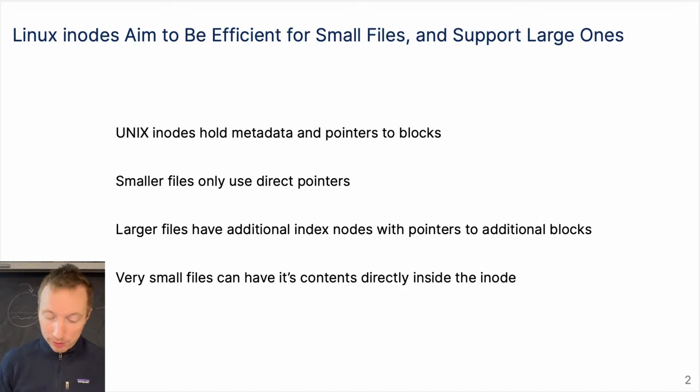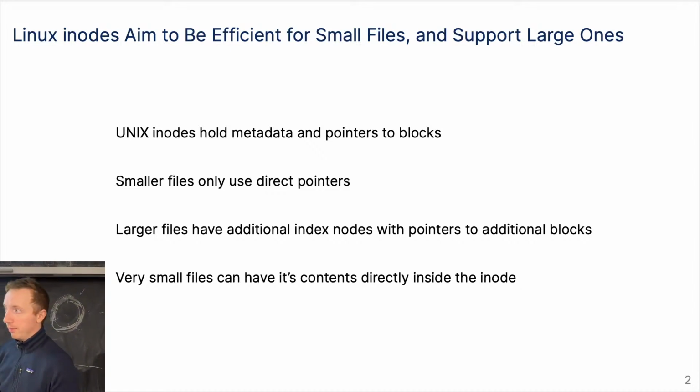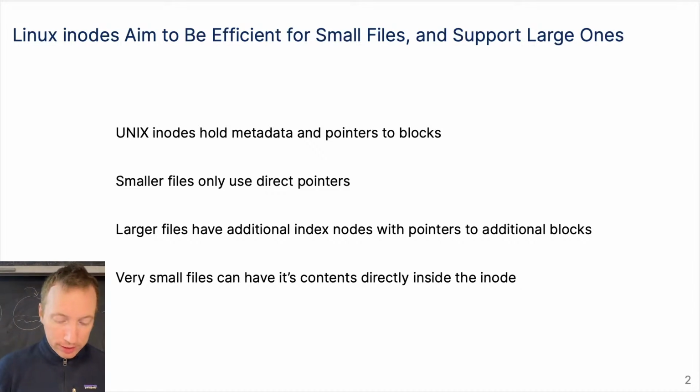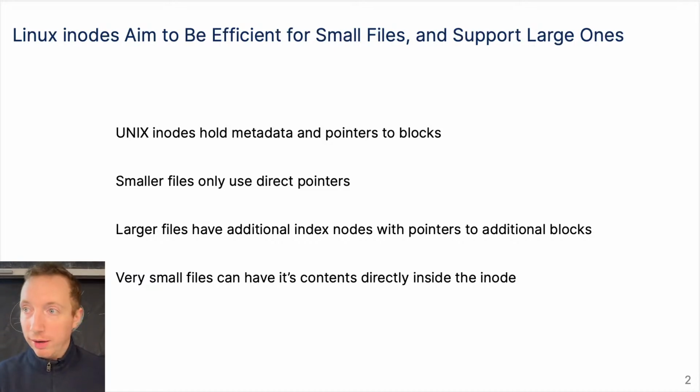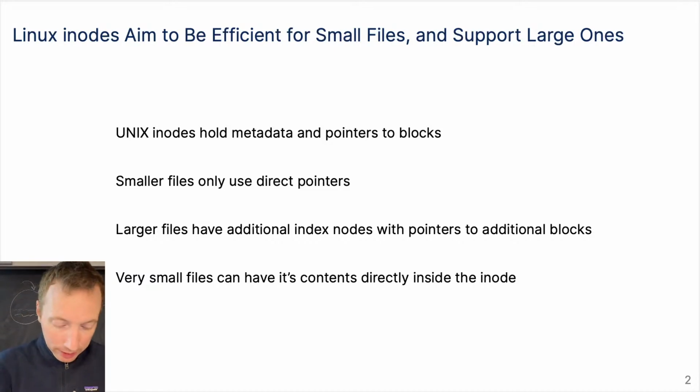So the inodes will hold all the metadata and pointers to blocks, and we'll see how this comes into play when we look at files. So if you're a smaller file, you don't have to consume space for pointers. They're just stored directly on the inode. But larger files would have to follow the blocks depending on which one they use and how big they are. So there's also a small optimization here where if it's a very small file, it can actually hold its contents directly on the inode itself.